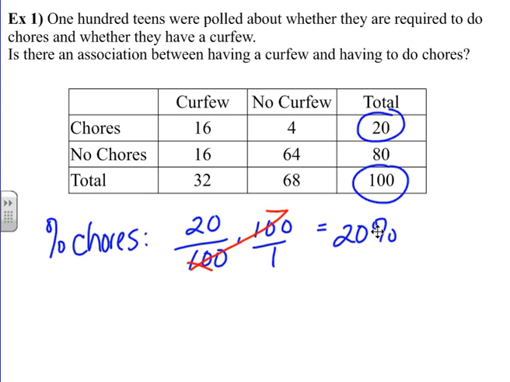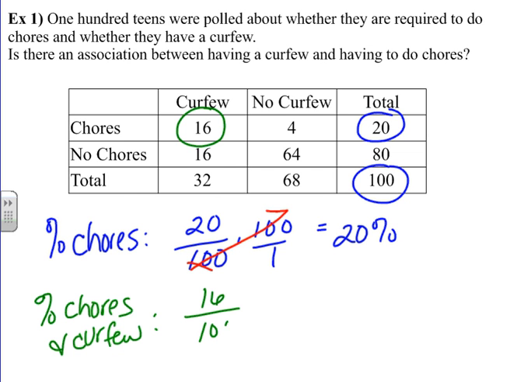Now let's take a look at having a curfew and having chores. Well, having a curfew and having chores, we have about 16 people out of 100. So this would be our percent of chores and a curfew. We put that over 100, multiply that times 100 again to get a percentage. 100 divided by 100 is 1. And then 16 times 1 is 16, so we have 16%. So as we can see, the percentage is getting less. So is there a frequency that if you have chores, that you have a curfew? We can say not really.